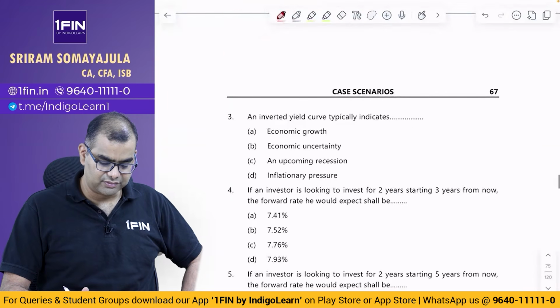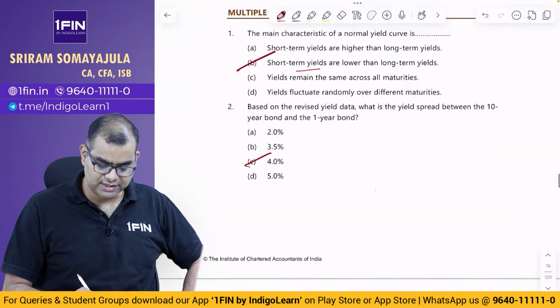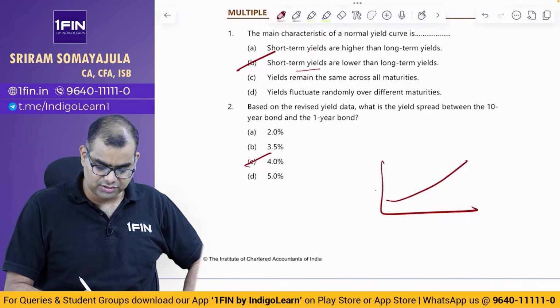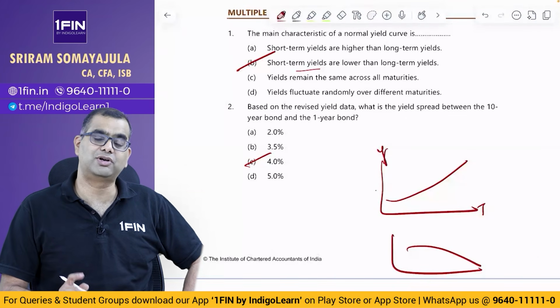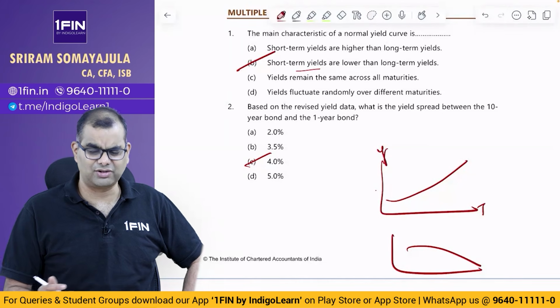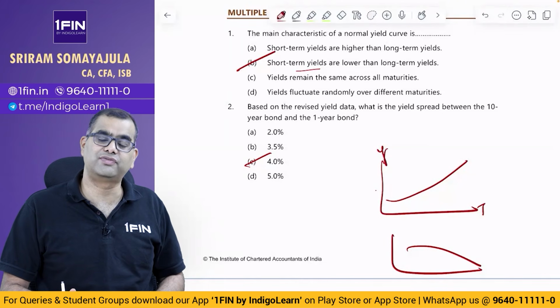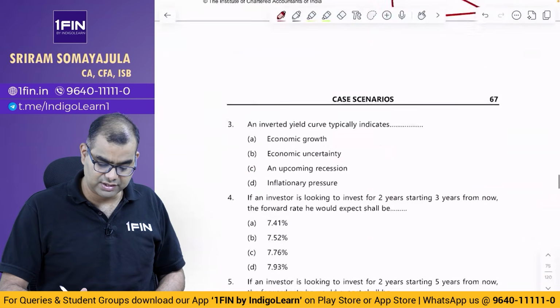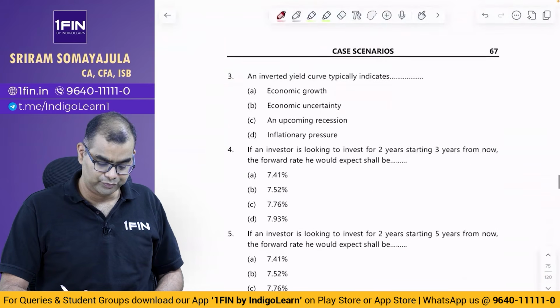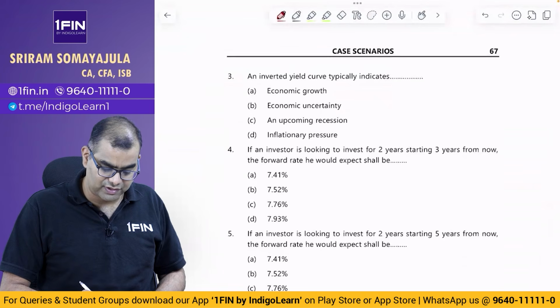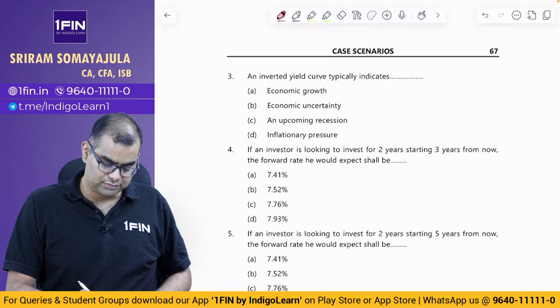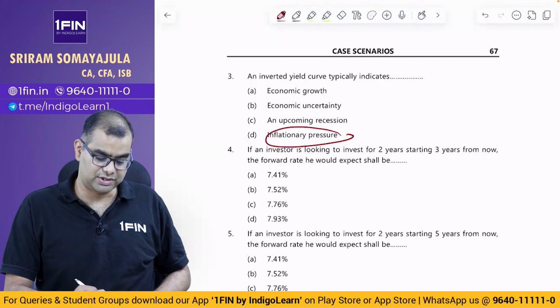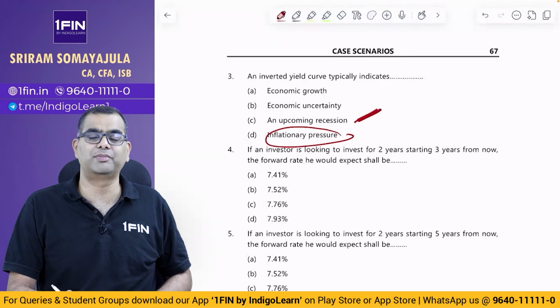Then, an inverted yield curve. What is an inverted yield curve? See, a normal yield curve is as time increases, yield also increases. An inverted yield curve is like this. It basically means that the short-term rates are high. Why are short-term rates high? Because RBI, or whoever the central bank is, has increased the rate. Why would they have increased the rates? Because inflation is very high. Inflation is high means the country is at some kind of a bubble, economic growth and inflationary pressure. So, an inverted yield curve would mean, it is not inflationary pressure, it is actually an upcoming recession.